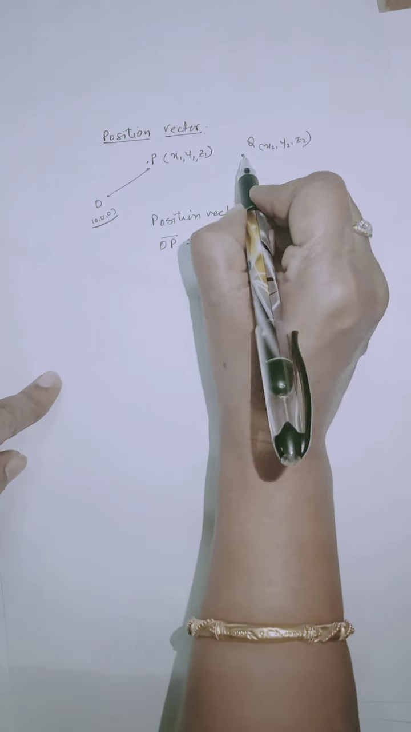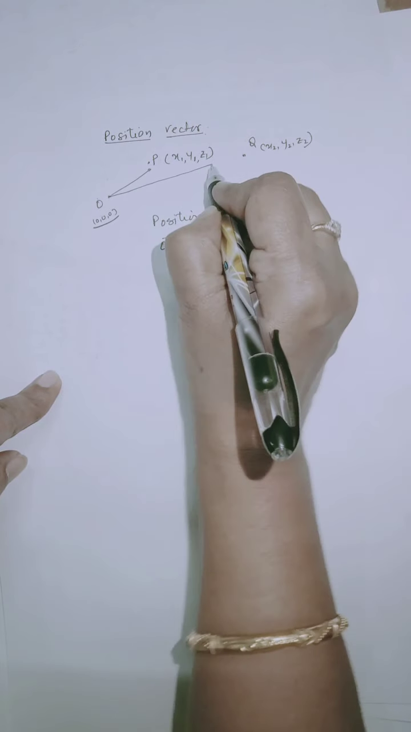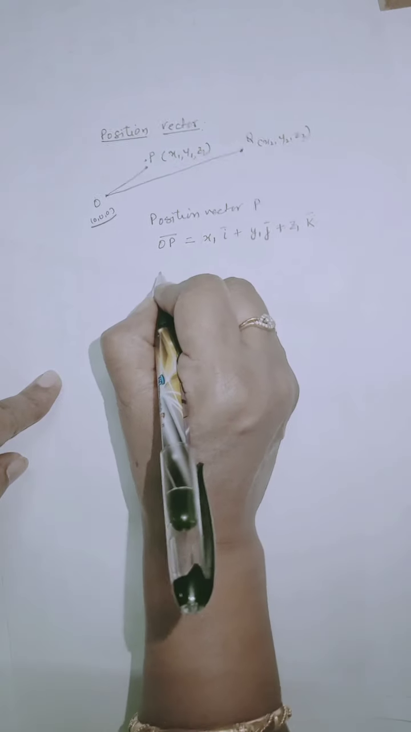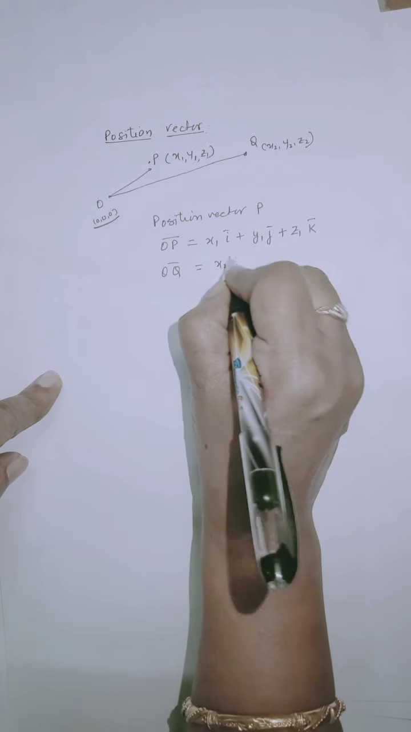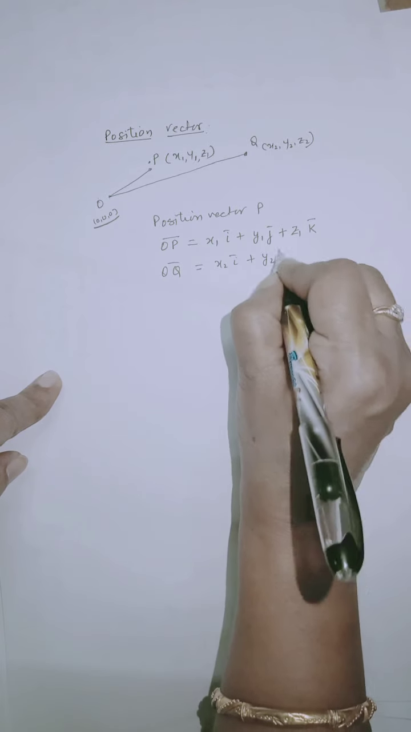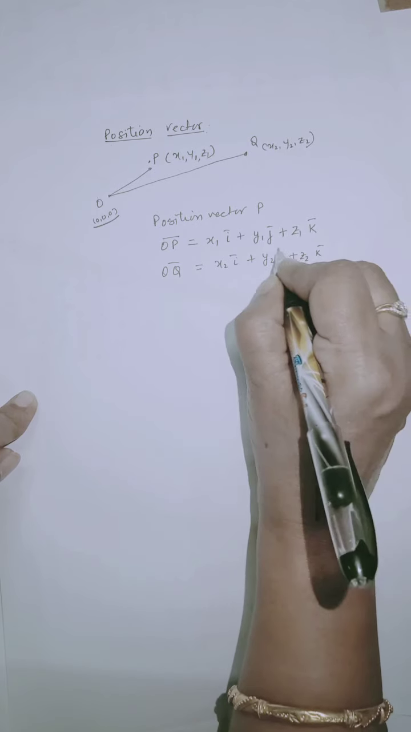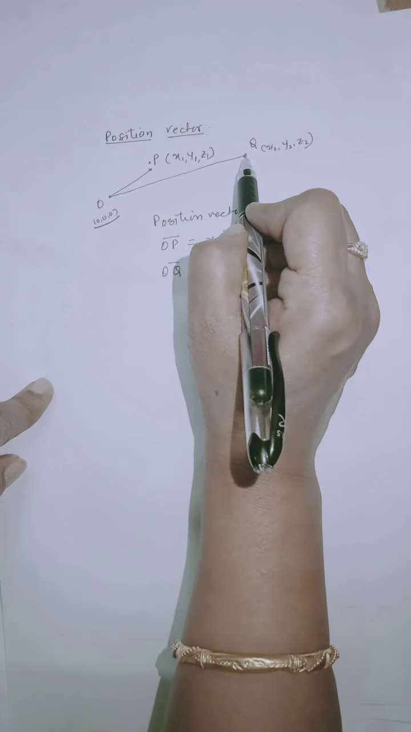Now there is another point Q with coordinates x2, y2, z2. So the position vector of this point with origin will be called OQ, and this will be written as x2 i plus y2 j plus z2 k. So these are the position vectors of point P and point Q.